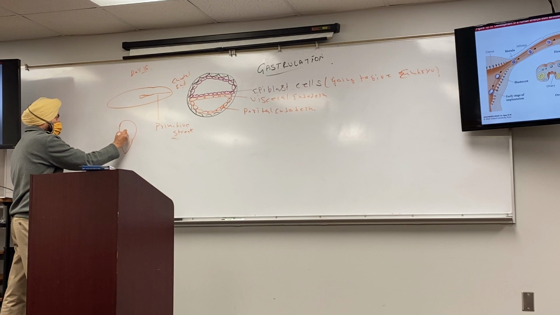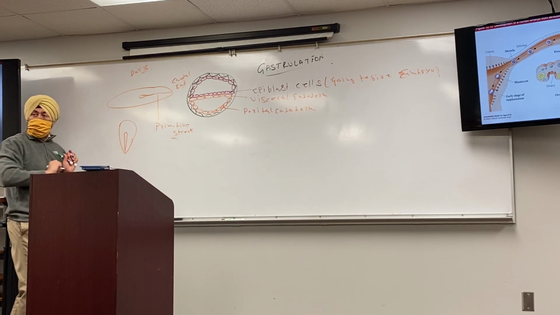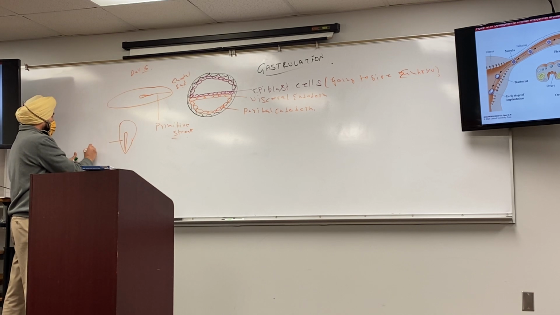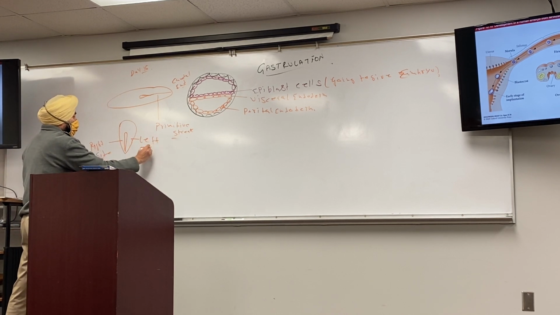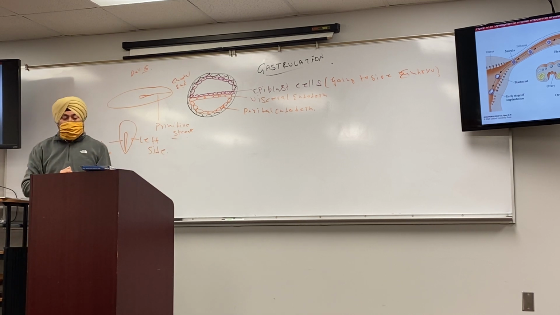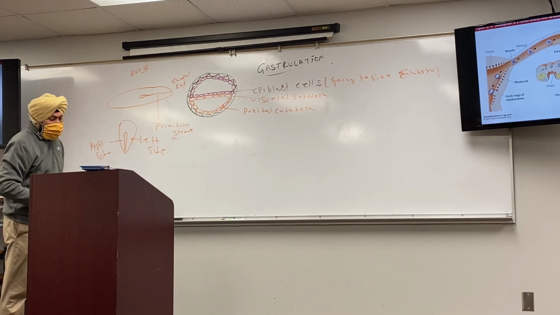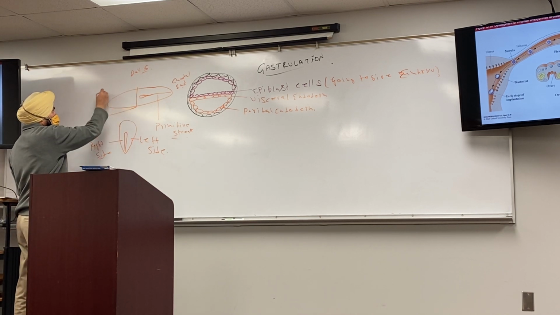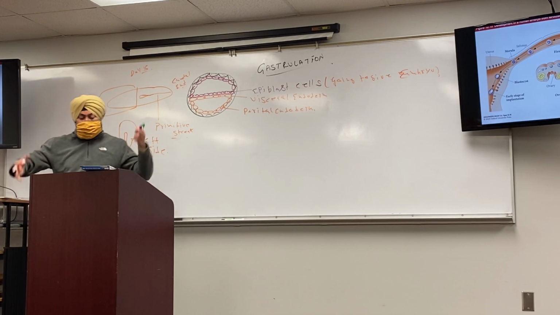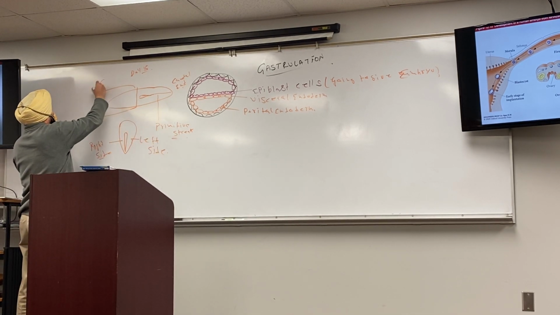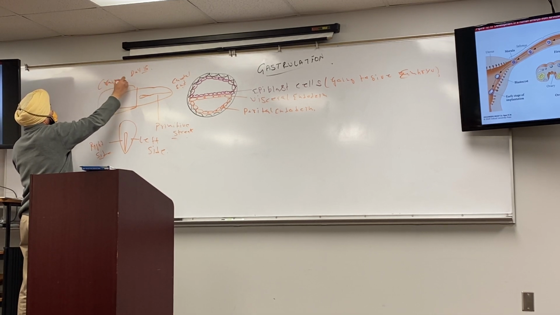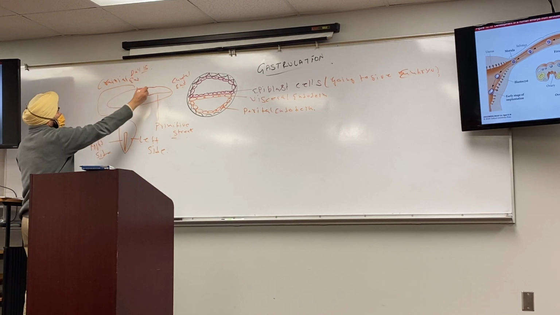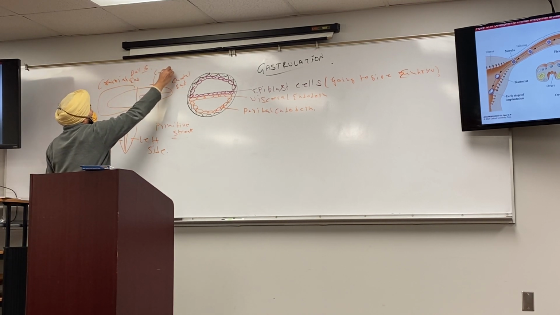Okay? So this streak formation takes place, and if I draw this streak like this, for example, this will be the right side, the future right side. And this will be the left side. Okay? And this side, right here, is going to give you the cranial end. And this side will give you the caudal end.